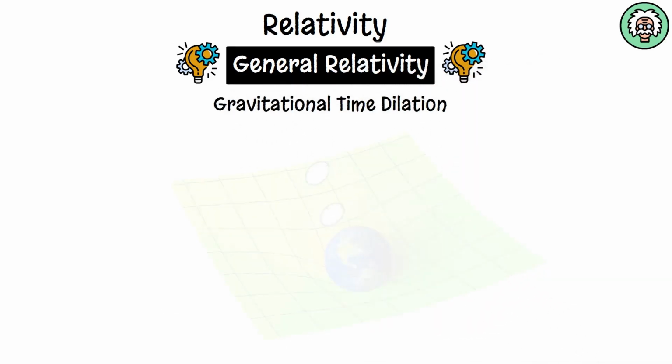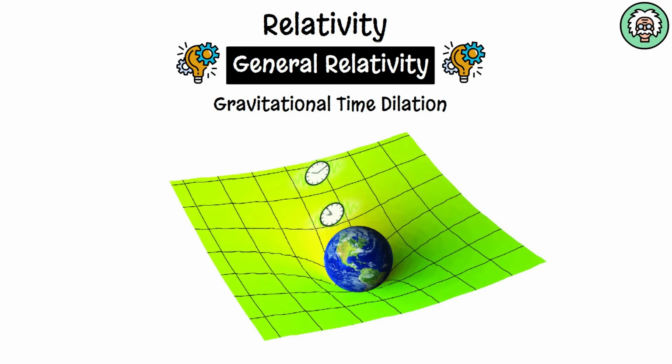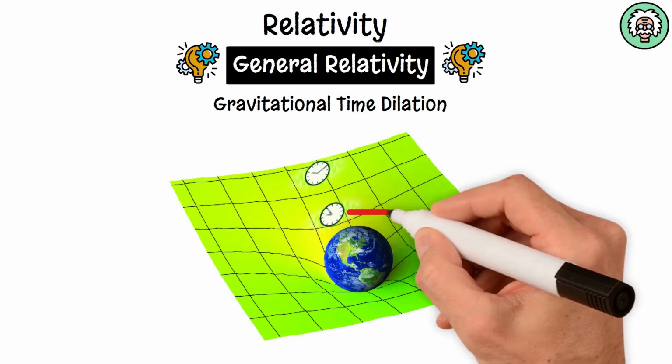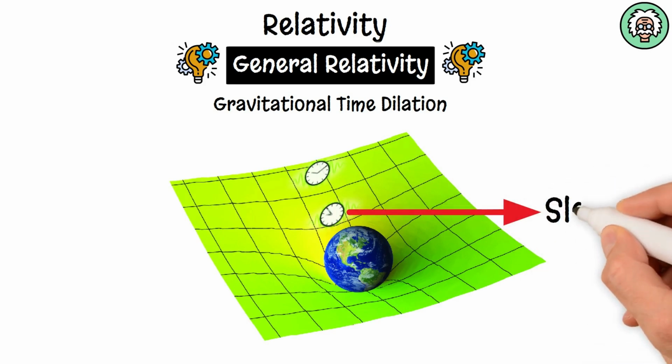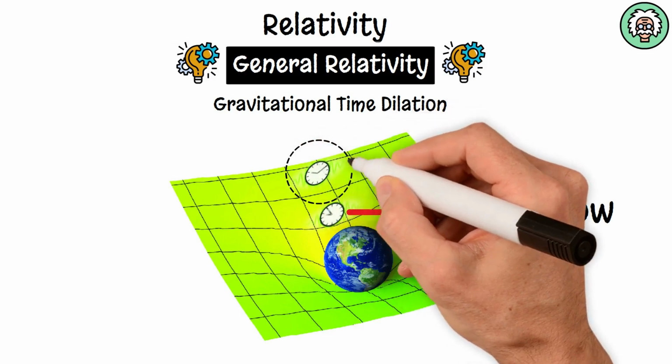Gravitational time dilation. Time runs slower in stronger gravitational fields. For example, a clock closer to a massive object, like on the surface of Earth, will tick slower compared to a clock further away, like on a satellite in space.